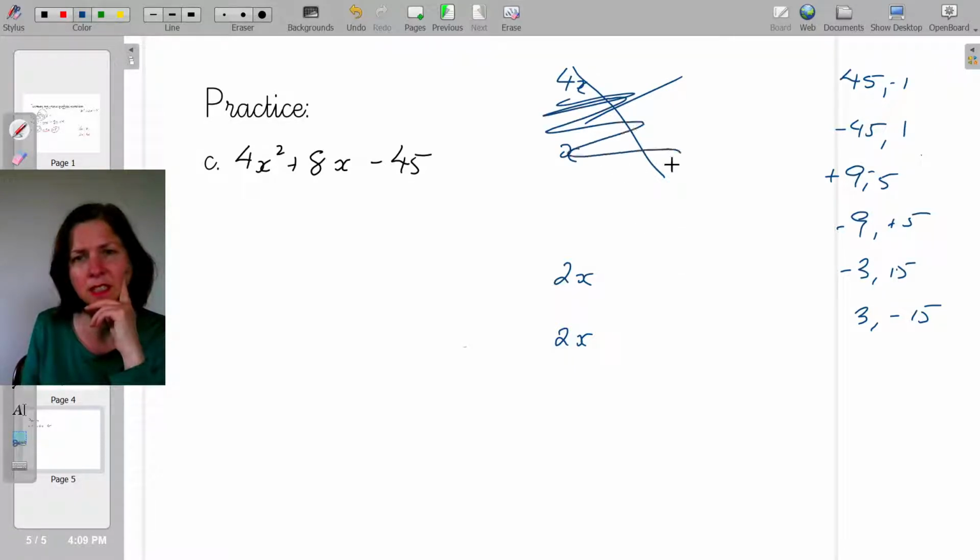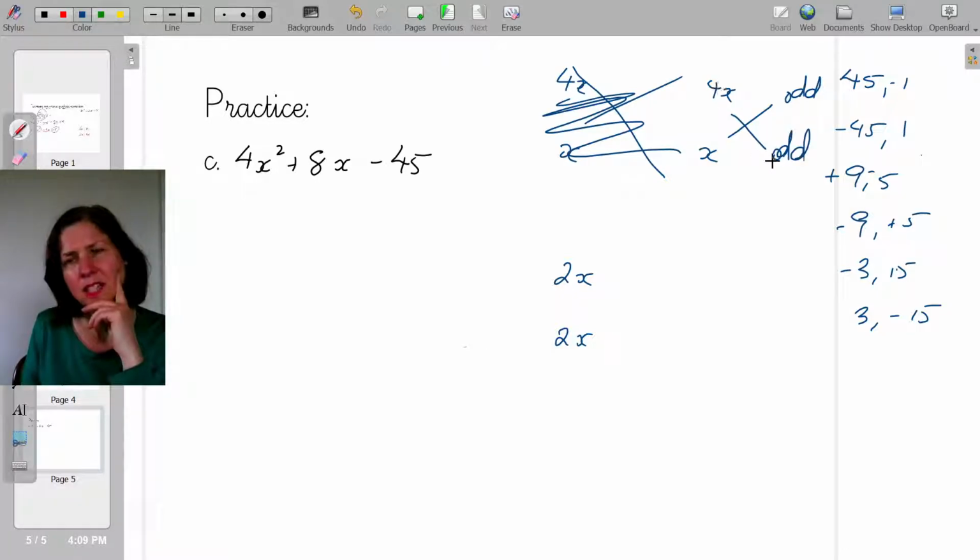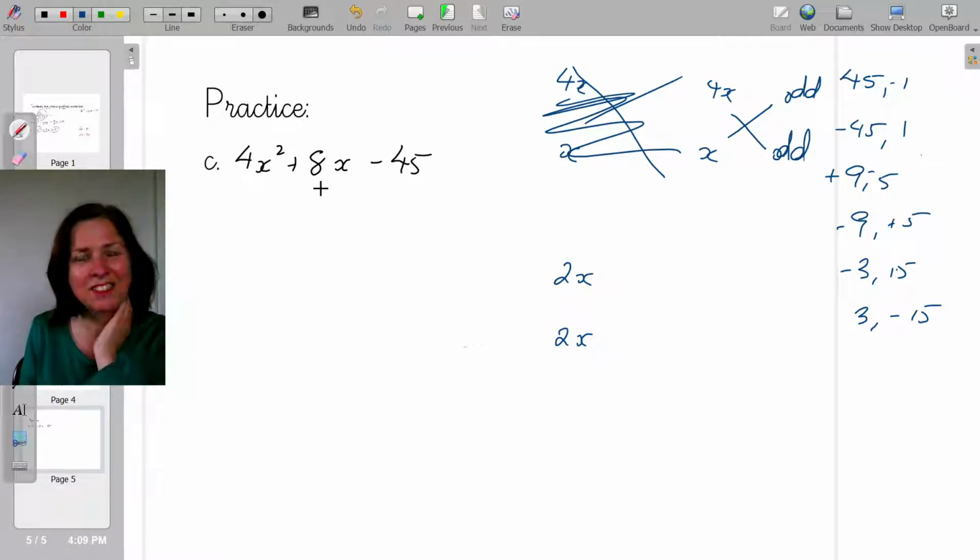Get rid of that. Because if I did that, if I had 4x and x, and I had an odd number here and an odd number here, this is going to multiply and give me something even. This is going to multiply and give me something odd. And when I add them together, I'm not going to get 8 because that's even. So it's got to be this, 2x and 2x.